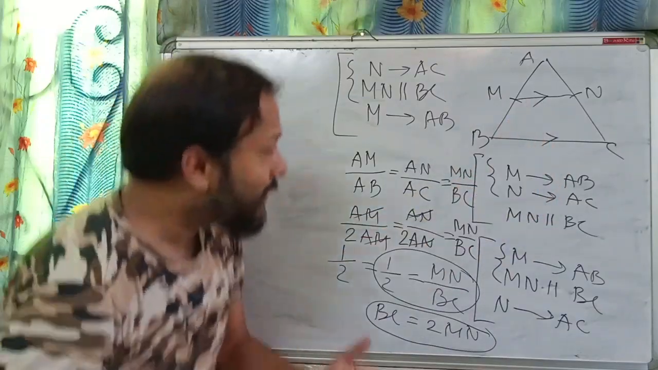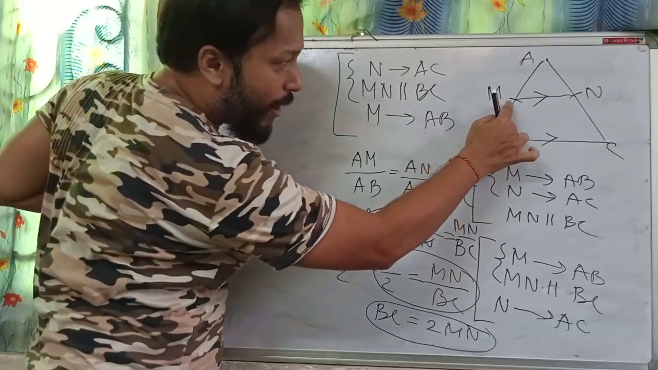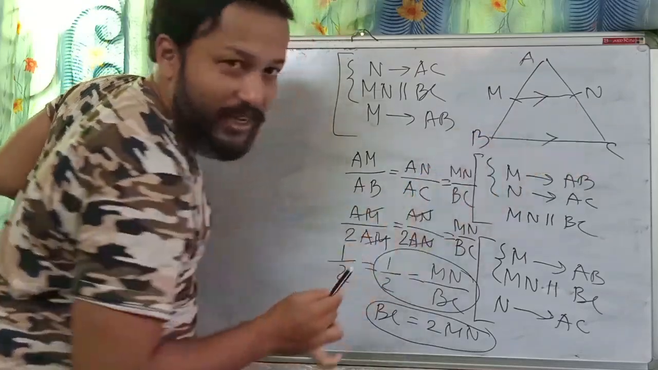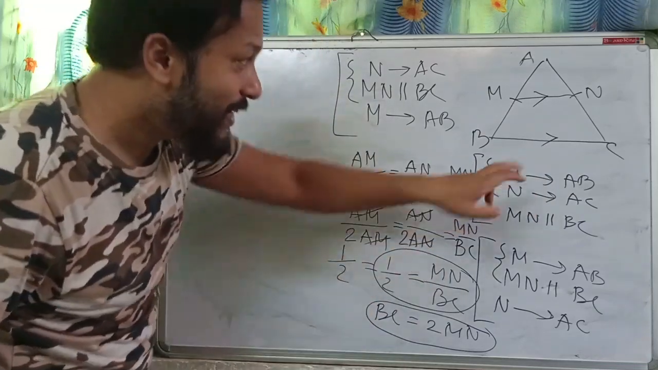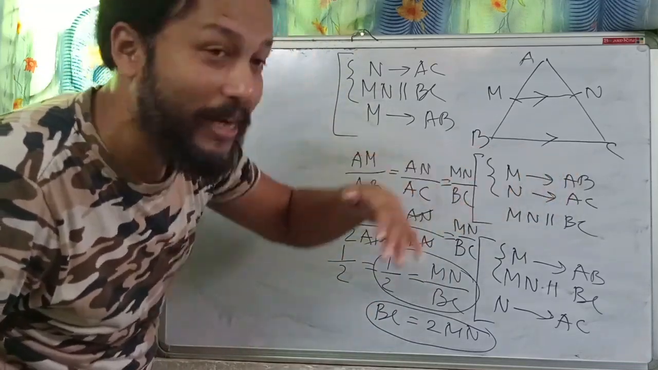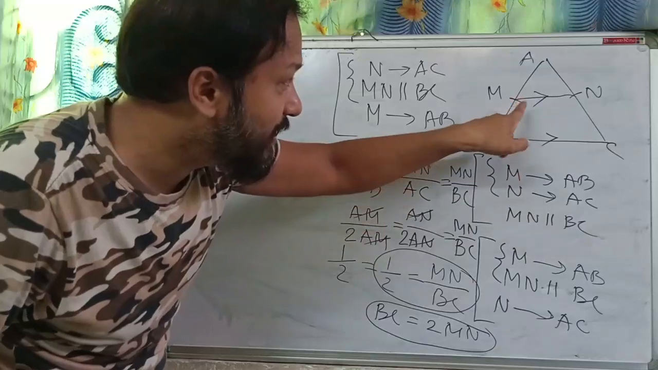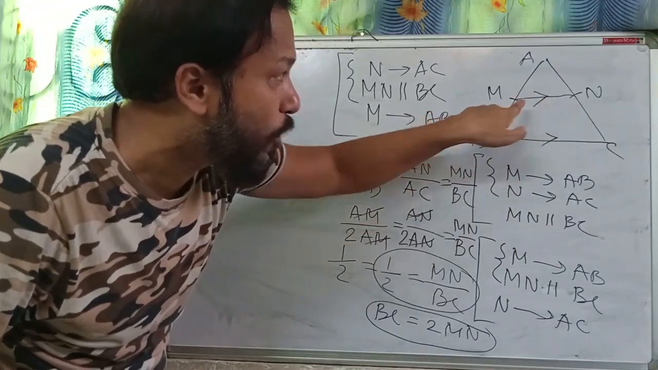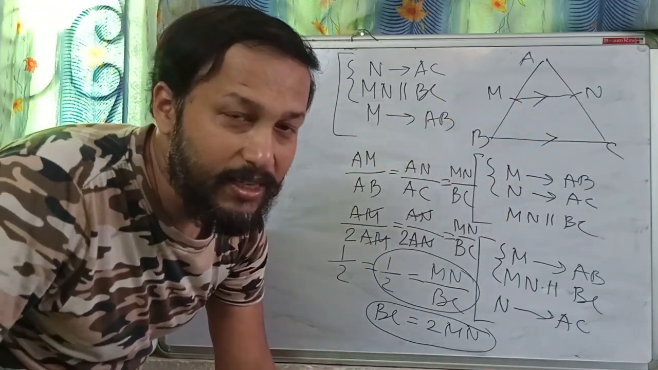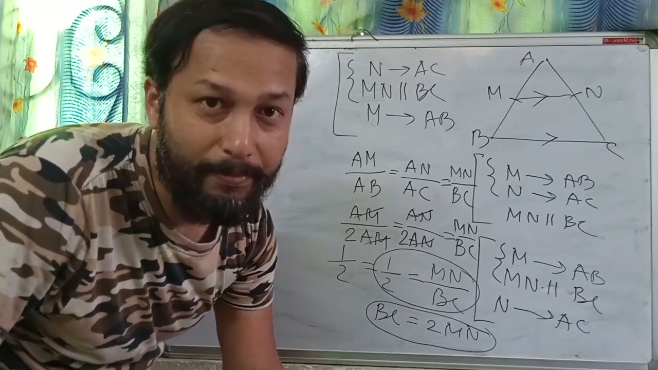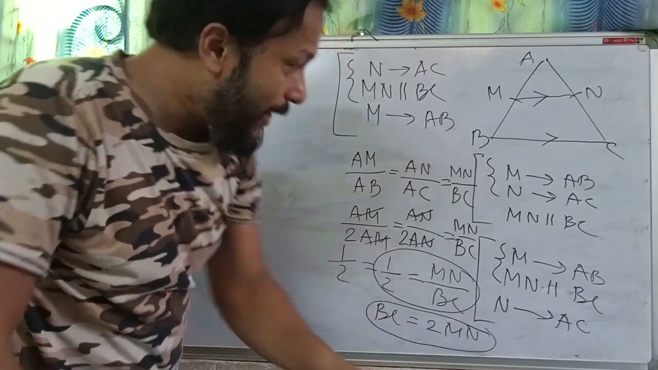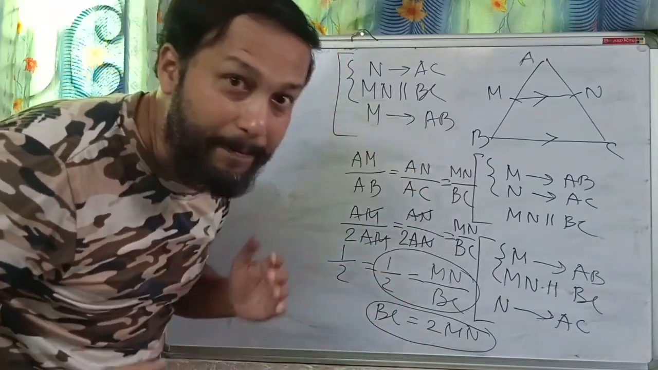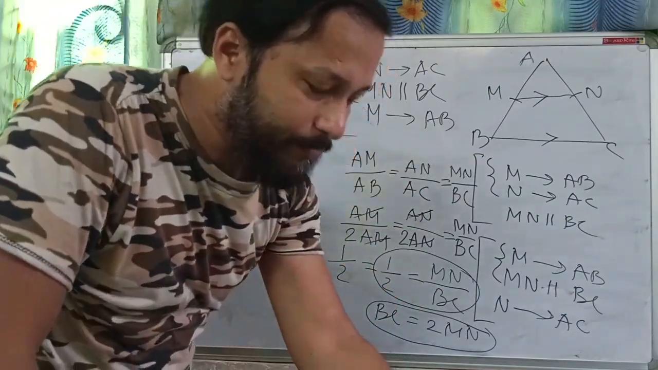Okay, so if we join the midpoints of two sides, then this line becomes parallel to this third side, and the third side becomes double of the line joining the midpoints. Understood? This is called the midpoint theorem. Now let me tell you a sum so that you can understand the midpoint theorem in a better way.